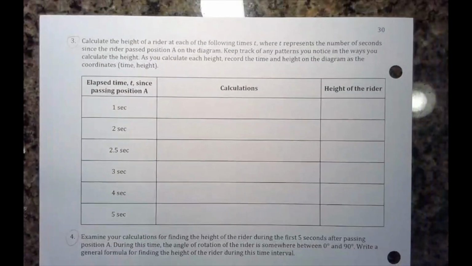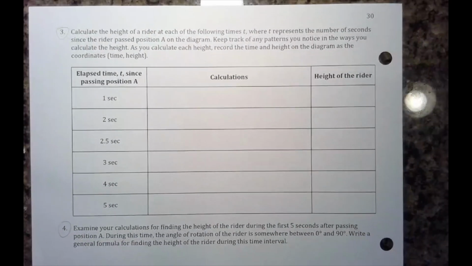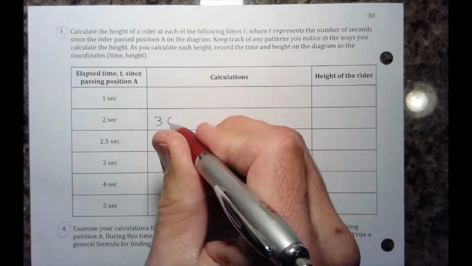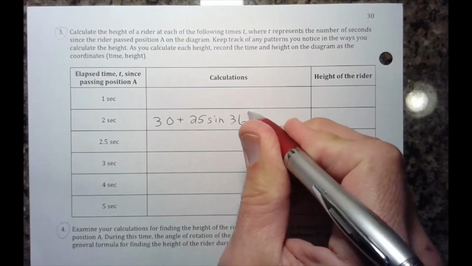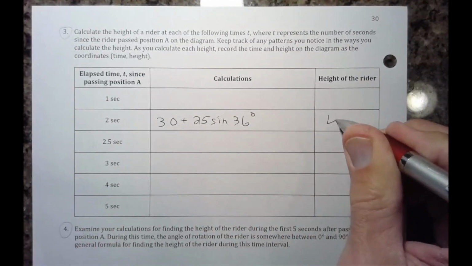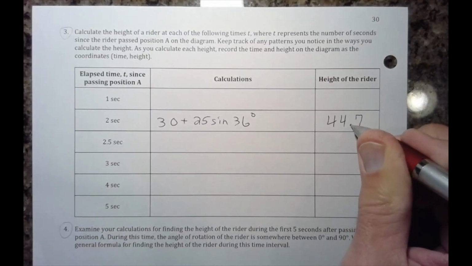Okay, the next question, number 3, says, calculate the height of the rider at each of the following times, where t represents the number of seconds since the rider passed position A. Keep track of any patterns you notice in the ways you calculate the height of the rider. As you calculate each height, record the time and height on the diagram as coordinates. Okay, so let's do a couple of these. We just did 2 seconds, and that was 30 plus 25 times the sine of 36 degrees, and the height of the rider was, I believe, 44.7.